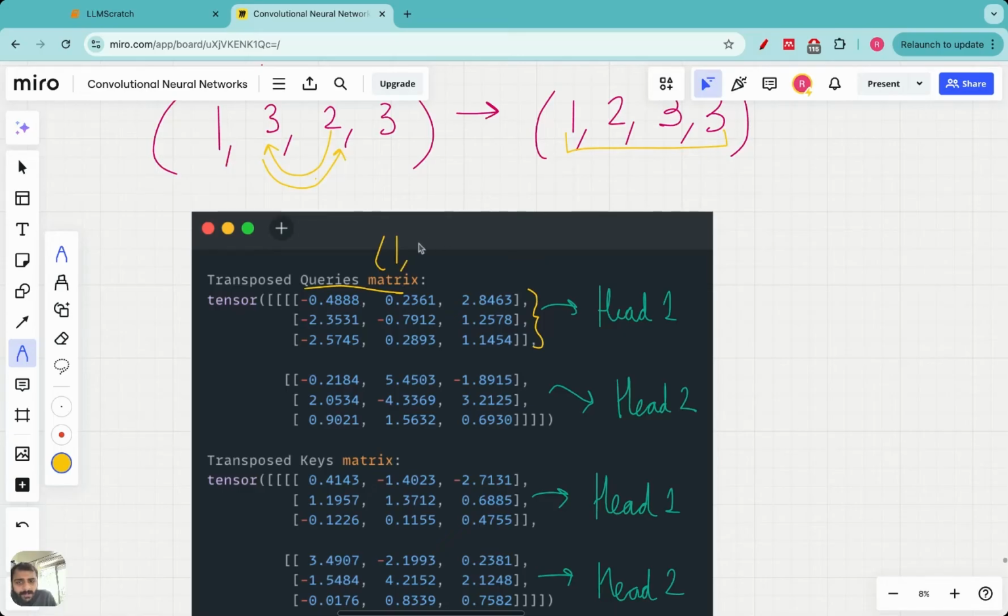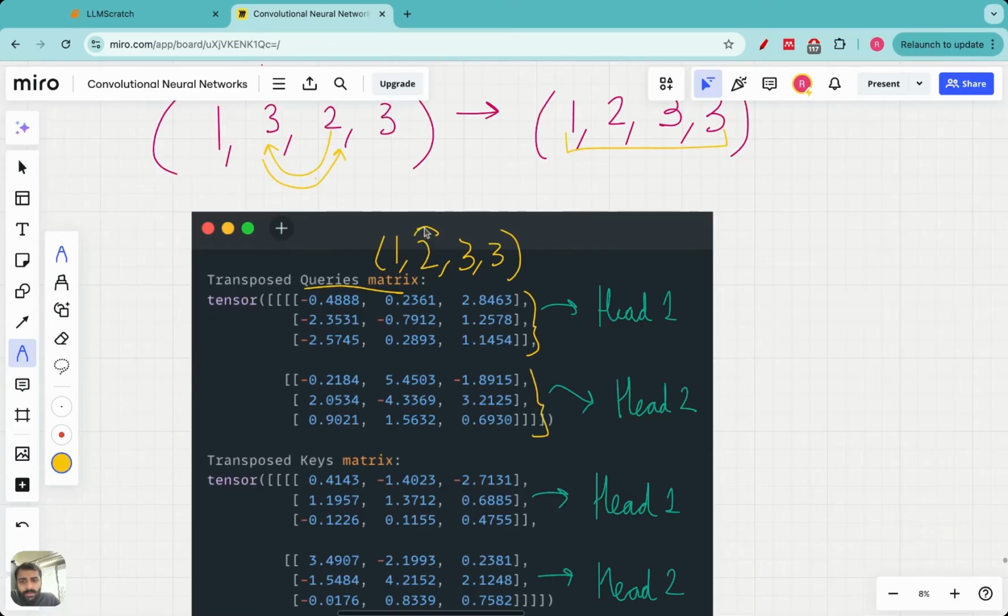comma 2 comma 3 comma 3, right? That is essentially the shape of the queries matrix, and we are going to analyze this. So let's start with this 2, which is the number of heads. So if you look at the first block over here, which I'm marking with these curly braces, that's the first head. If you look at the second block here, that's the second head.